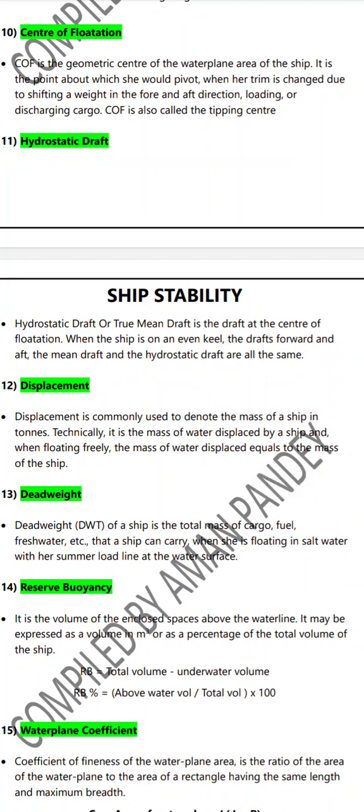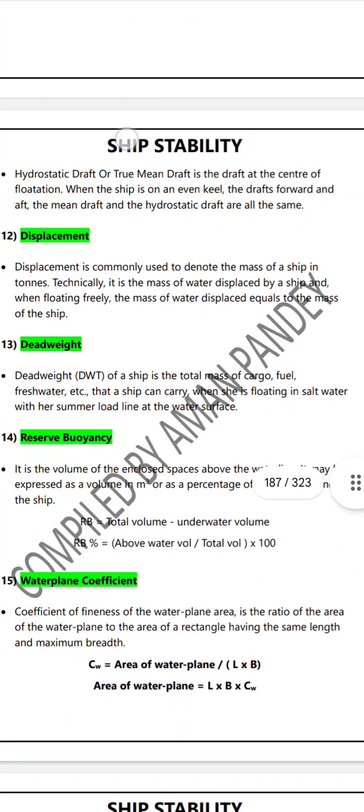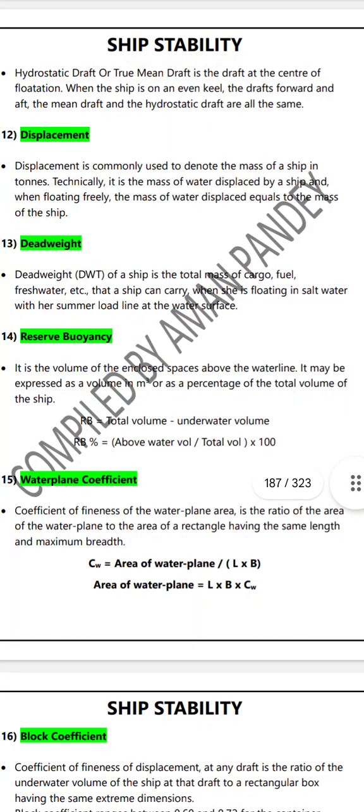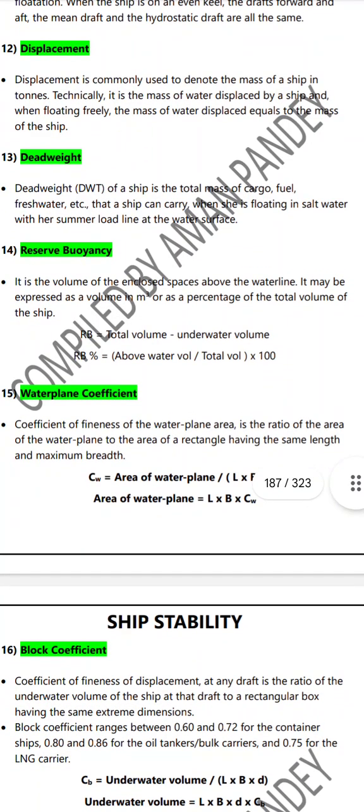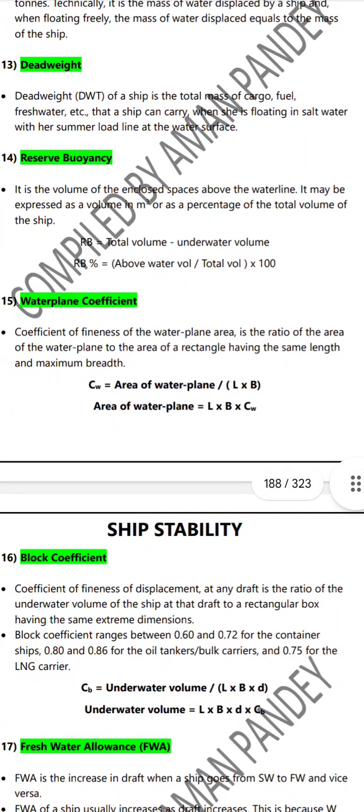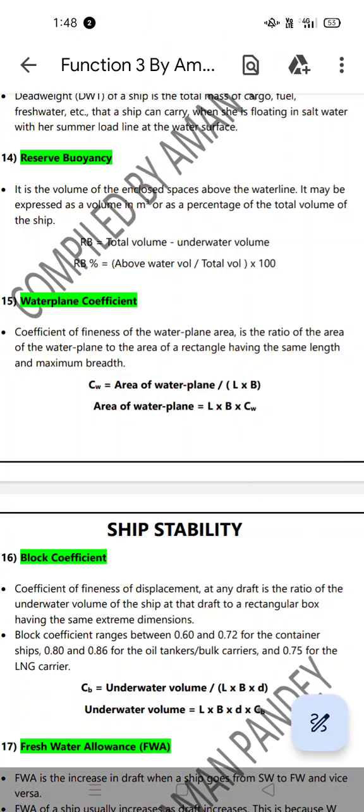Displacement is nothing but the mass of the ship; the mass of the displaced water is equal to the mass of the ship. Deadweight is the total mass of the cargo, fuel and stores that the ship can carry up to the summer load line. Reserve buoyancy is the volume of the enclosed space over the waterline. It may be expressed as a percent of the total volume of the ship.